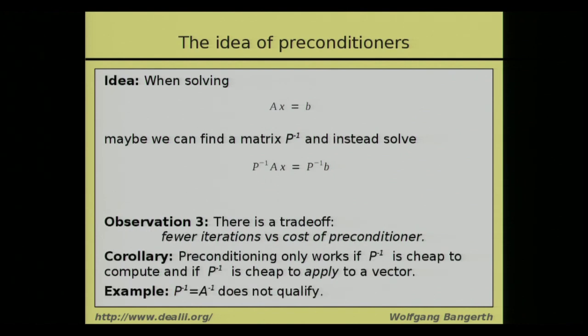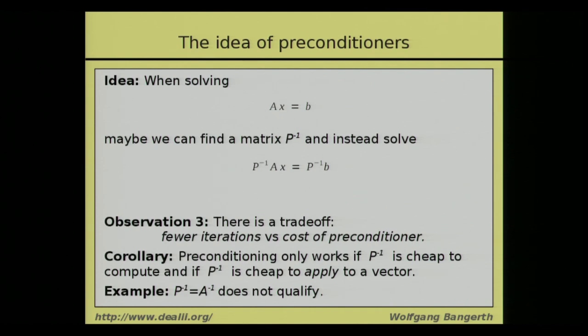All right, so the third observation is that there is, of course, a trade-off. If I were able, for example, to use P^-1 = A^-1, then P^-1 A would be the identity matrix, and I know that I can be done in one iteration. But of course, in that case, I need to spend all of the time to compute A^-1. So that means that the one iteration that I do is going to be extremely expensive. So there's a trade-off that we have to strike between how many iterations we want to do and how much it actually costs per iteration.